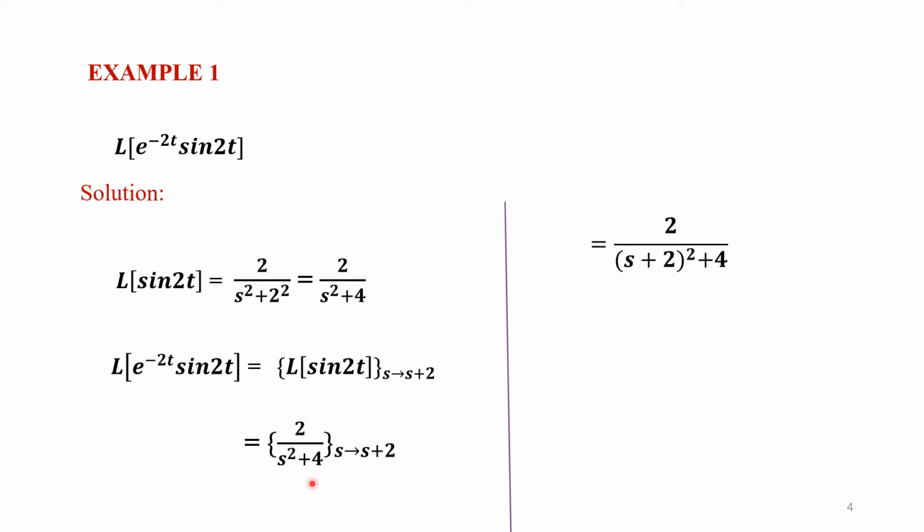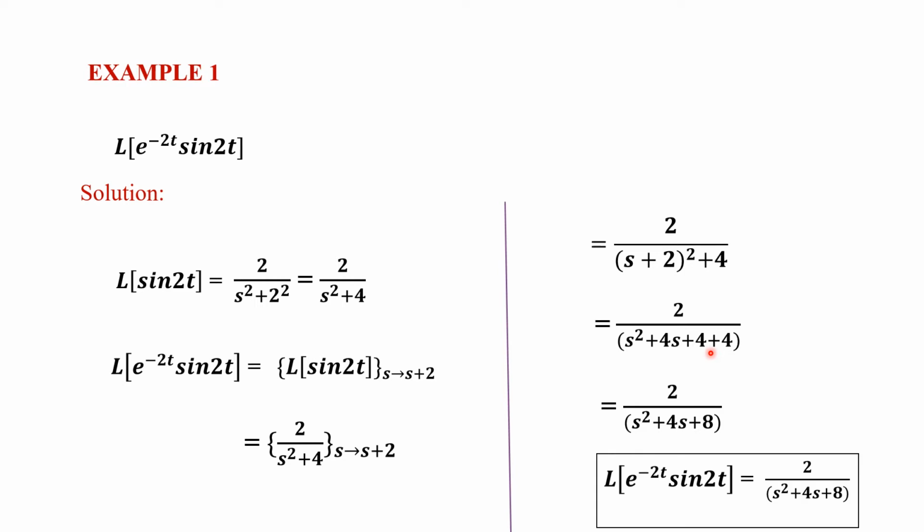So we will get 2 upon (s plus 2) the whole square plus 4. Open the bracket. So we will have 2 upon (a plus b) the whole square, so s square plus 4s plus 4 plus 4. We can combine these two constants. So 2 upon s square plus 4s plus 8. So L of e raised to minus 2t sin 2t is equal to 2 upon s square plus 4s plus 8.